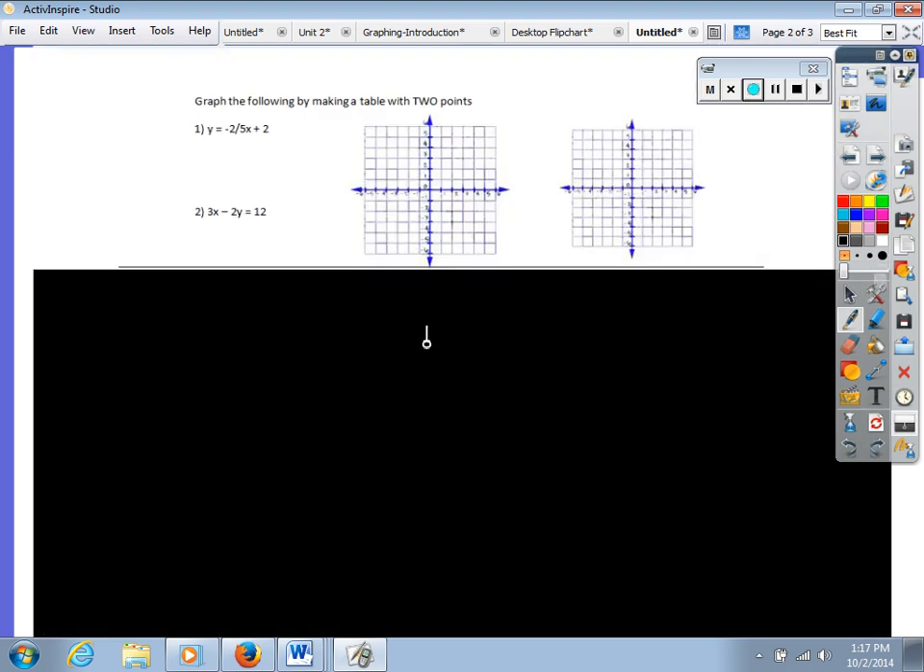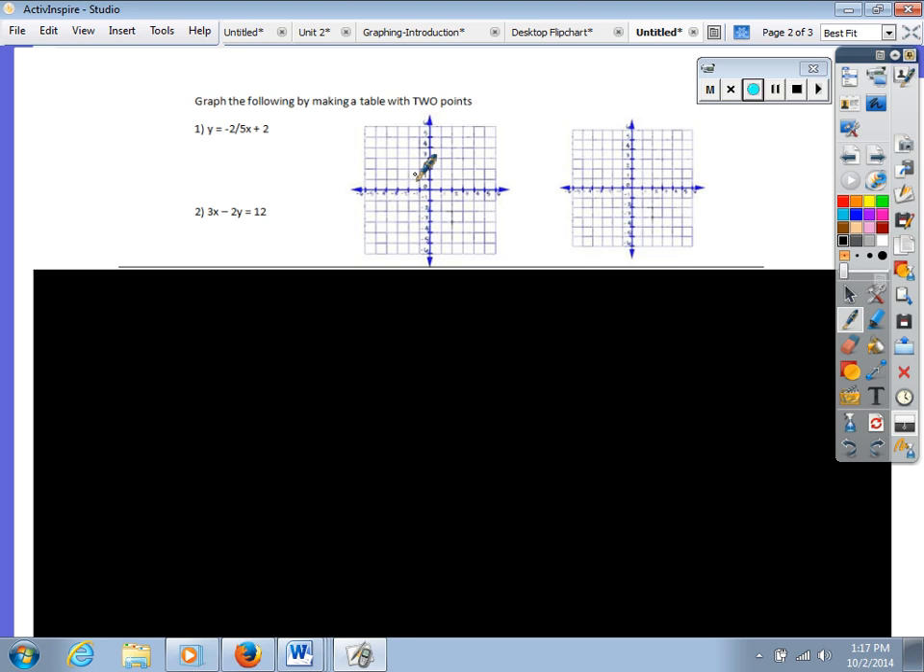Let's go ahead and look at how to graph the following by making a table with 2 points. The reason I told you 2 points is that if these are linear, which you can check with our qualifications from the last slides, you can predict what the 3rd point should be just by going in the pattern. But you have to make sure that you're consistently increasing or decreasing by the same amount.